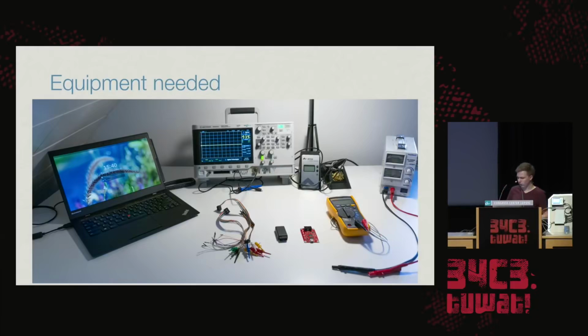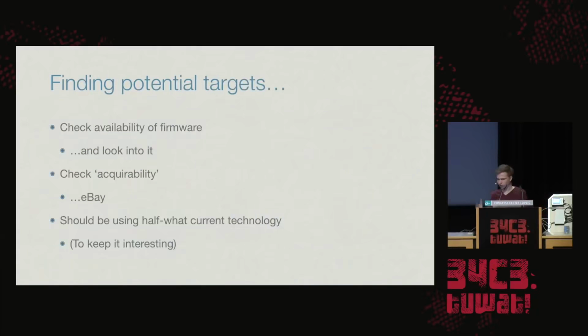To find potential targets, I have this kind of map where I first try to understand: can I get the firmware of the device, or do I have to somehow, for example, use JTAG to get it out of the device? Can I actually buy the devices at a sensible price? Because some of these devices cost like 600 euro or so, and if you buy 10 of them, that gets expensive very quickly. So I need to check eBay and see what devices I can actually buy. And they should be half-way current, because if you look at older devices, like 10 years old or so, they're completely broken. You don't even have to start to look at their security.